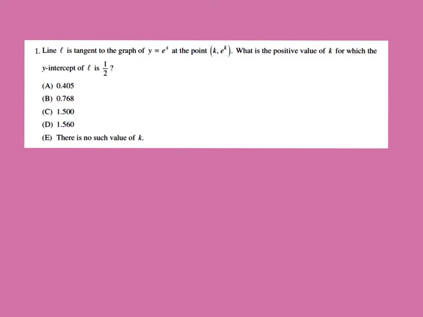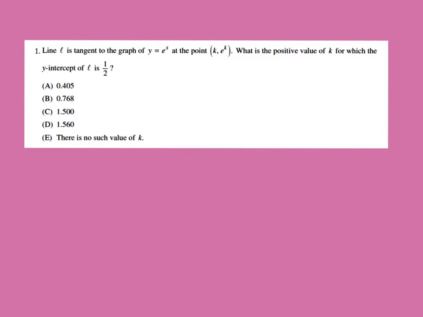So I would say do not choose answer E unless you can think of a reason why. Usually I get people choosing answers like E, there's no such value of k, because they don't know how to find k. That's not a valid reason to have no value of k, just because you don't know how to find it. So make sure that you know why there is no k if there was none.